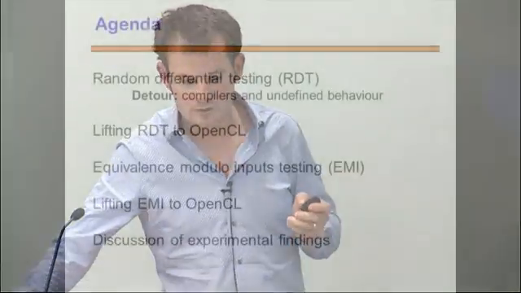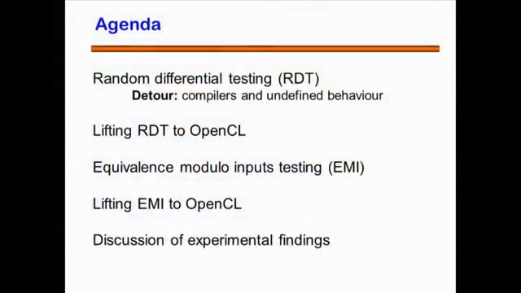So what I'm going to do is talk about random differential testing, give you some background on that, and in the process take a quick detour into the problems of undefined behaviors in compilers. And then I'll tell you how we lifted random differential testing to OpenCL. Then I'll tell you background on equivalence modulo inputs testing, the other technique we validated, and show you how we lifted this to OpenCL. And then I'll discuss some of our experimental findings and show you a few examples of compiler bugs we found. And please do feel free to interrupt me if you've got any questions as we go along.